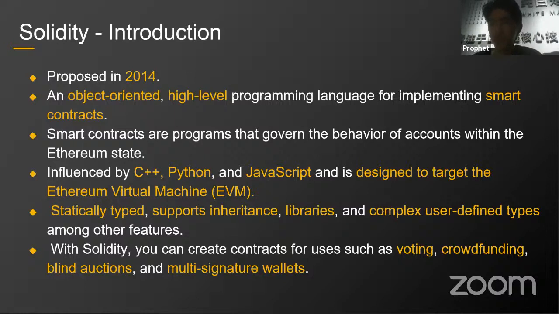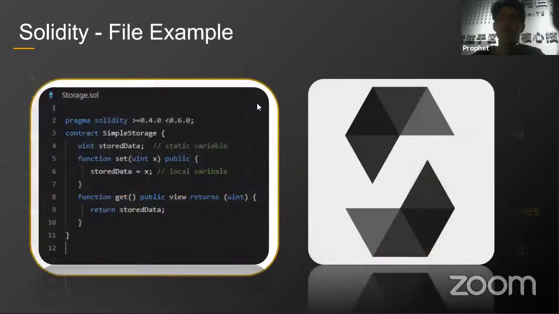So with Solidity, you can do many things. You can build a voting program or a crowdfunding program or an information exchange program or something else. Okay, the picture on the right is the Solidity icon. And on the left, I show an example of a Solidity file. There are several parts of the Solidity file. I will introduce them one by one in the following slides.